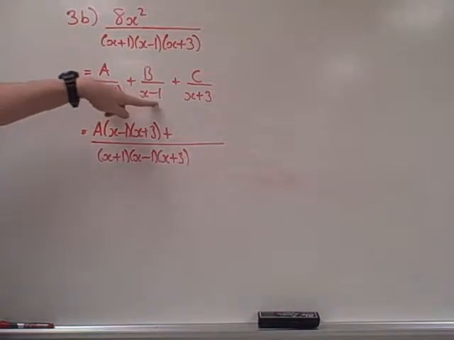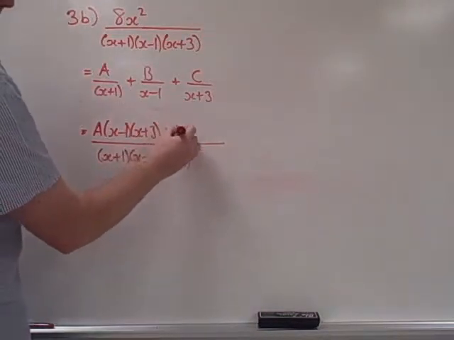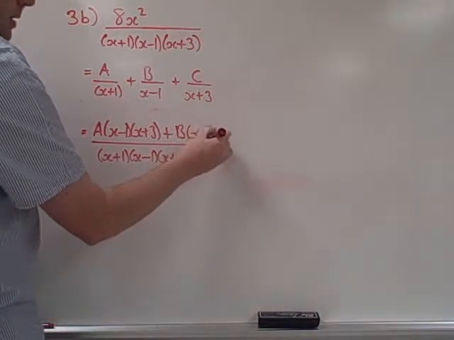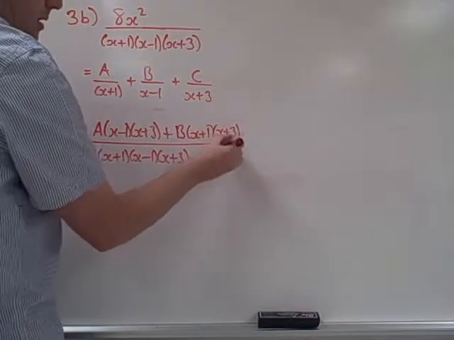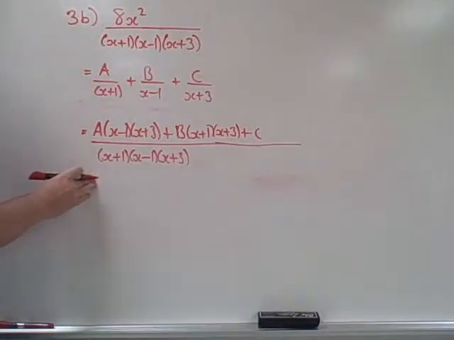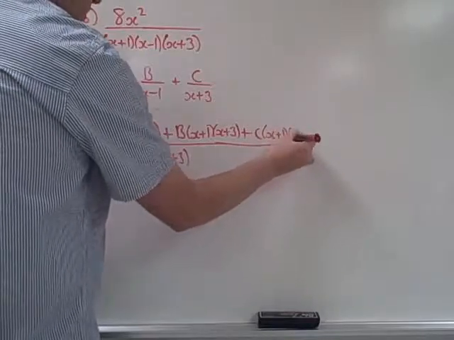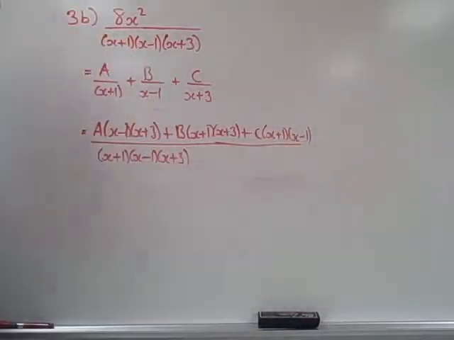Same idea with the b. Notice we have the x minus 1. We need all three of these, so we're missing these two here. So we're going to times by both of those. And it's going to be a long fraction, but for c, we have the x plus 3, but we need all three of these factors, so we're missing these two. X plus 1, x minus 1.